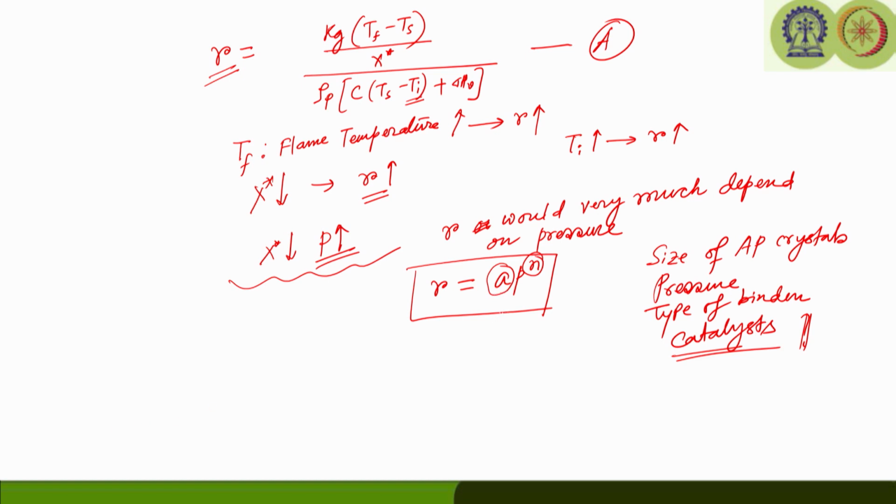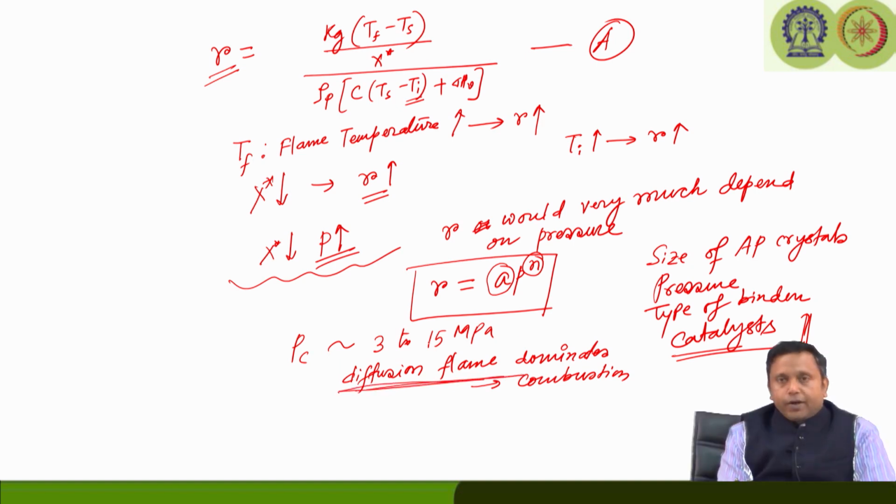The chamber pressure in a solid rocket generally ranges from 3 to 15 MPa, which is like 30 to 150 atmospheric pressure. And as we have already mentioned, at this pressure the diffusion flame dominates the overall combustion process of composite propellant, because at high pressure the reaction rate will be quite high, whereas the diffusion or the mixing of oxidizing species and fuel species will not be up to the mark compared to the reaction rate. That is why the diffusion flame will be dominant in this pressure range.